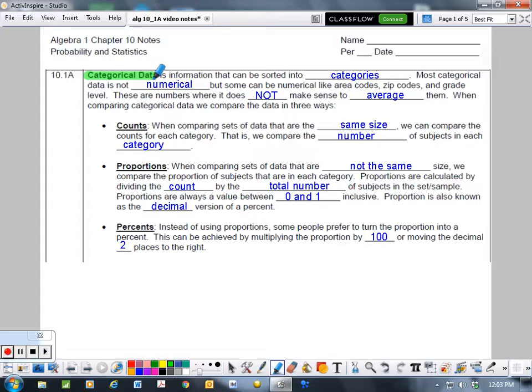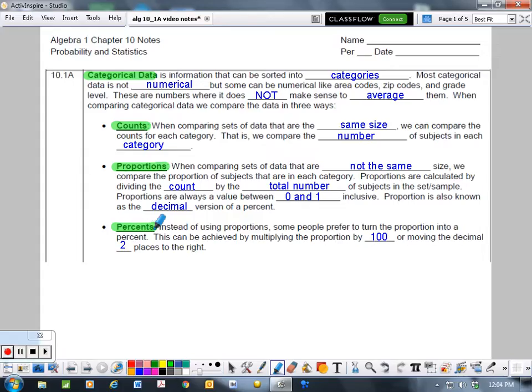Now, when we compare categorical data, we compare the data in three ways, and that is counts, proportions, and percents. So counts we use when we're comparing sets of data that are the same size. And so then we can compare the amount in each category, and that is we compare the number of subjects in each category. So counts is really just the number in each category. Now, proportions, when we're comparing sets of data that are not the same size, we compare the proportion of subjects that are in each category.